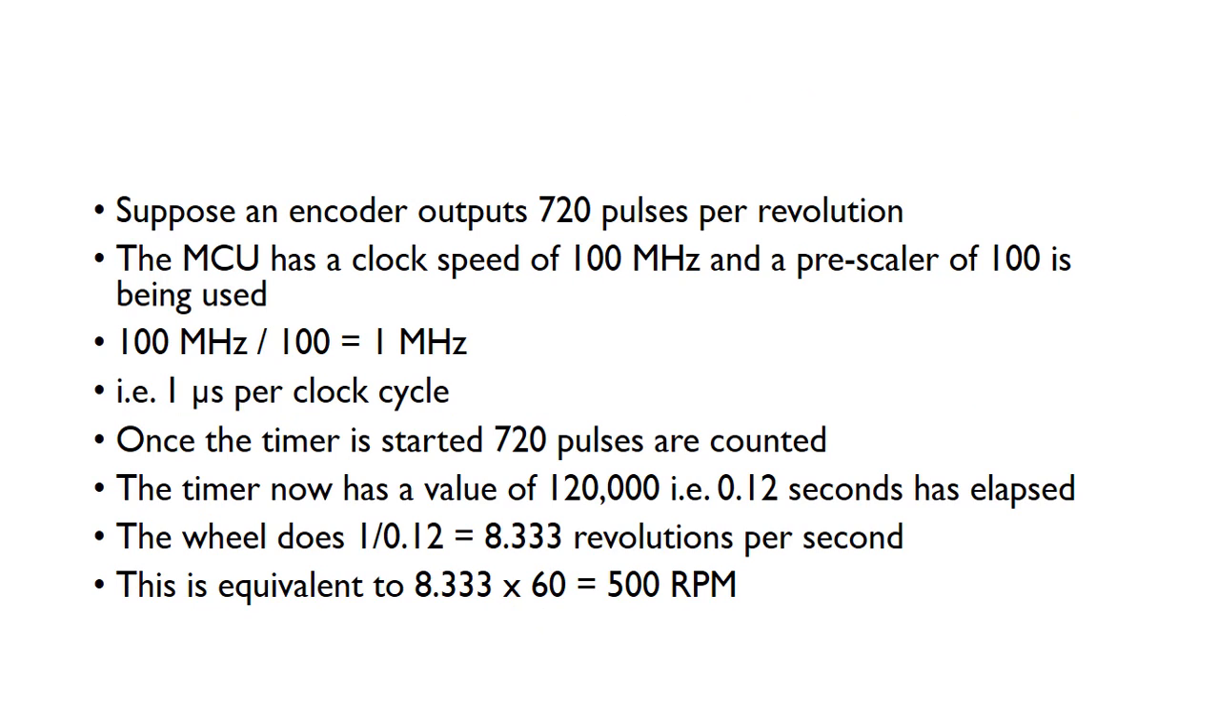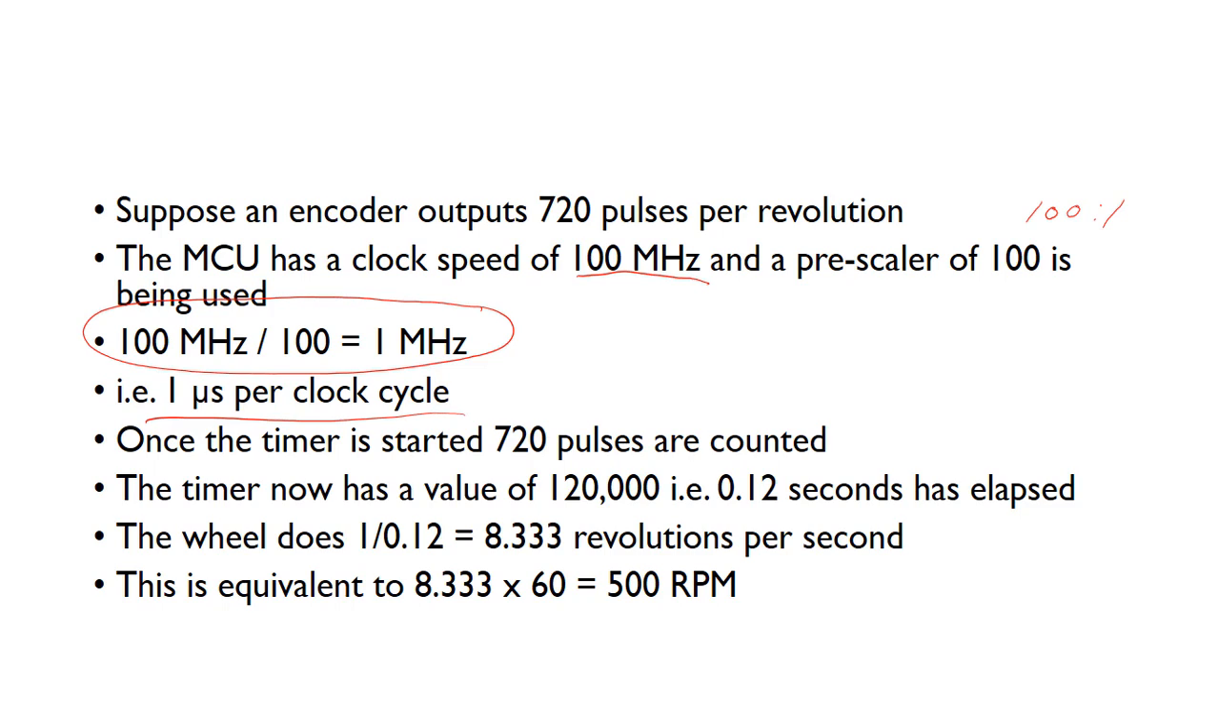So we'll have a look at an example here. Suppose an encoder outputs 720 pulses per revolution. We're going to be using a microcontroller with a clock speed of 100 megahertz and a prescale of 100. So this is a prescale of 100 to 1. So we know that this 100 megahertz clock frequency will effectively get divided down to 1 megahertz, which gives us 1 microsecond per clock cycle.